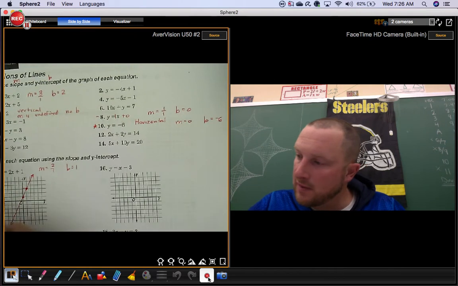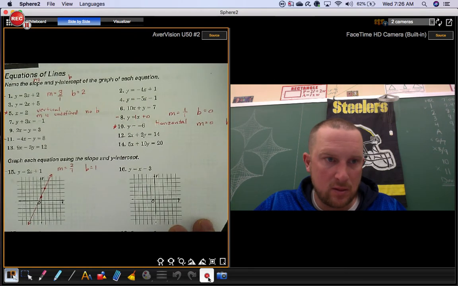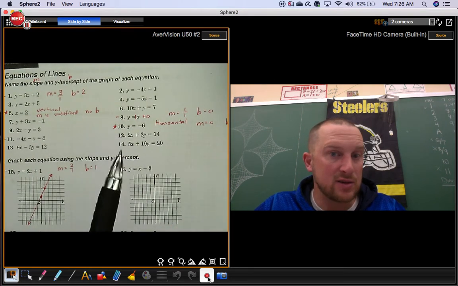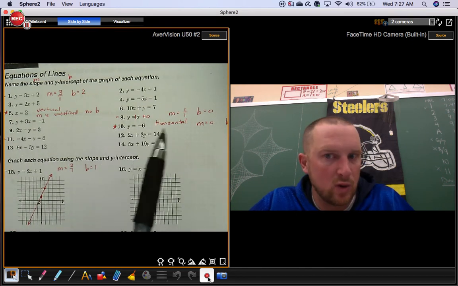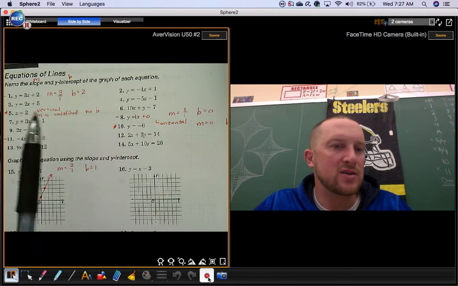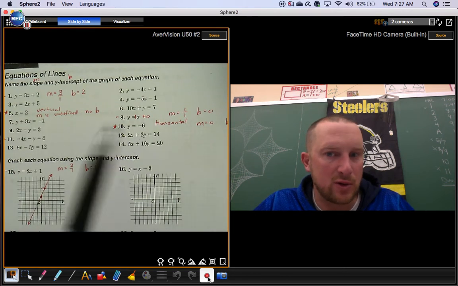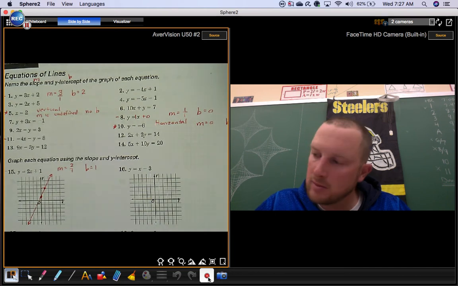So numbers 5 and 10, put stars beside those. You are going to see those again. You're missing a variable in each of them. There's no real work to do. You just have to understand the concept of a vertical line and a horizontal line.